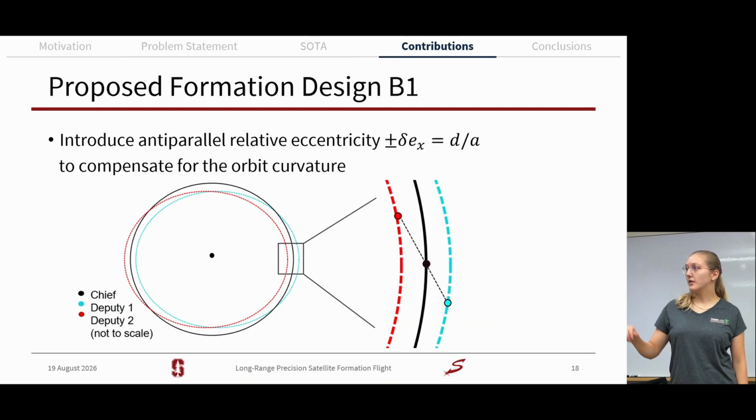Yeah, so if we zoom in, we hope to achieve collinearity like this, with the two deputies, one being ahead in delta lambda, one being behind, one a little bit further out, one a little bit further in.